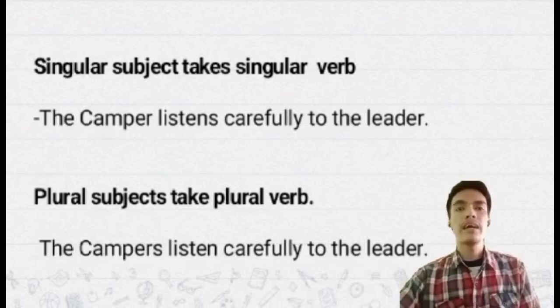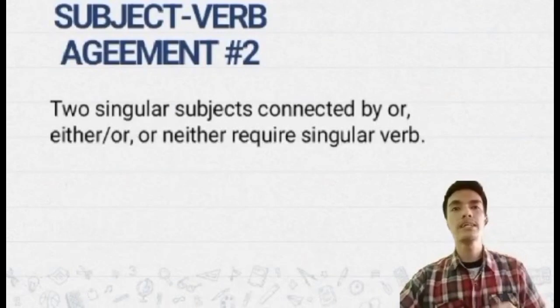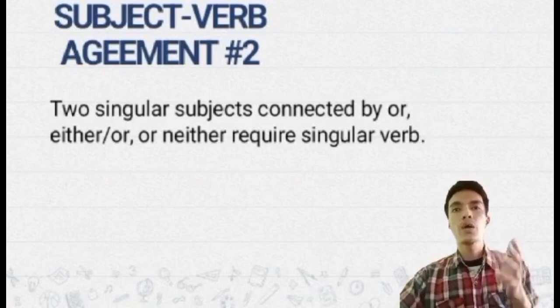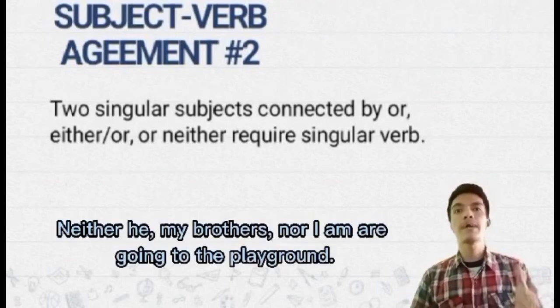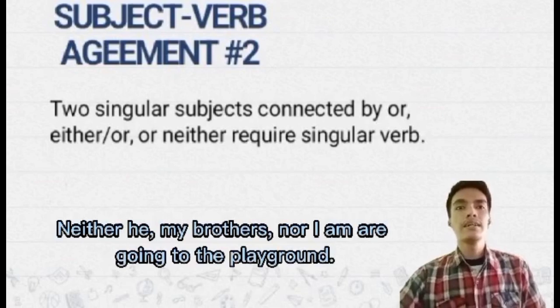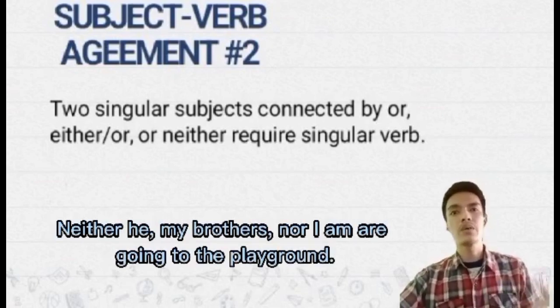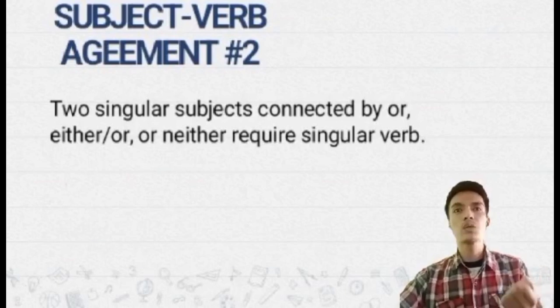The next rule, number 2: two singular subjects connected by or, neither, or nor require a singular verb. Example: neither he, my brothers, nor I am going to the playground. These rules can lead to bumps in the road, because with one of two or more subjects, it could lead to an awkward sentence.